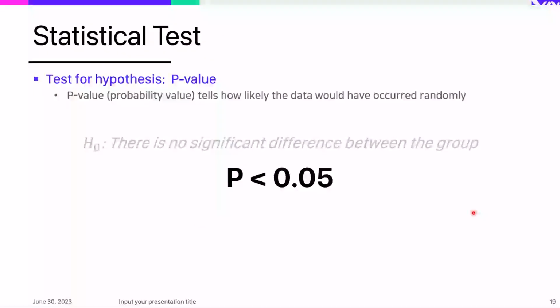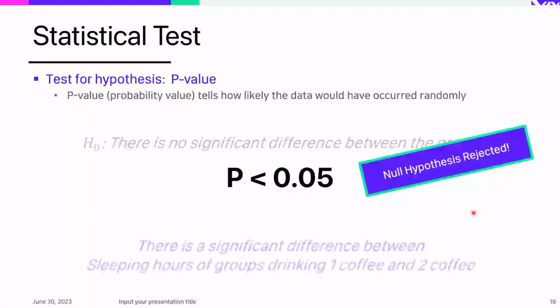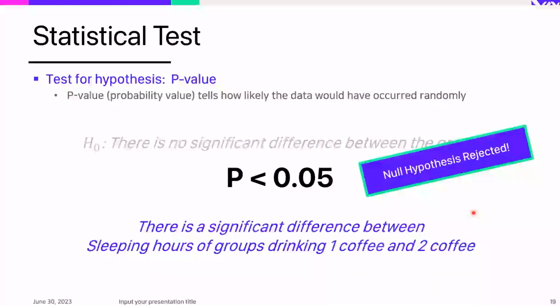And so if we ran a test and the p-value ends up smaller than 0.05, then we can say that the null hypothesis is rejected and that there exists a significant difference, or a significant relationship, between the sleeping hours of groups drinking 1 coffee and 2 coffees, when related to the examples mentioned before.